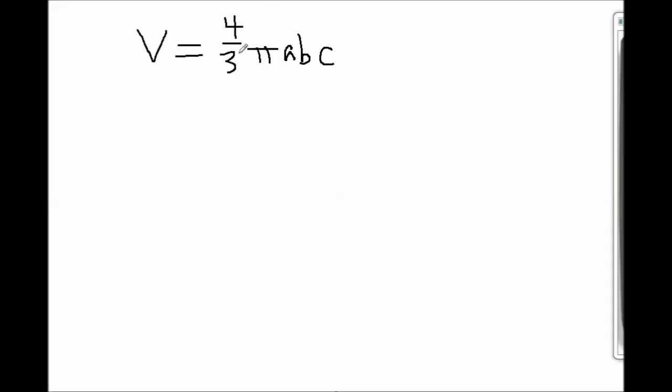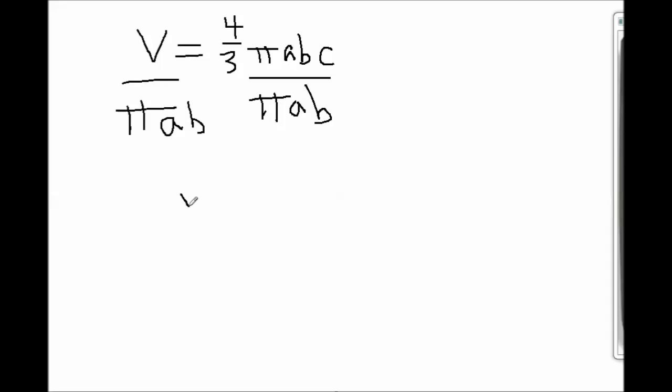The only thing that makes it confusing is this stupid fraction over here. Let's not worry about that right now. Just leave the fraction where it is. You know, we could divide each of these things separately. That would just take a really long time, so I don't suggest you do that either. But let's just get rid of the easy stuff first. The pi a b. Okay? So now we have v over pi a b equals 4/3 c.